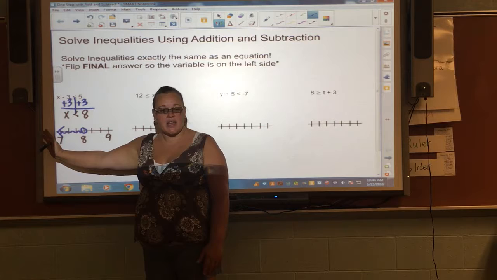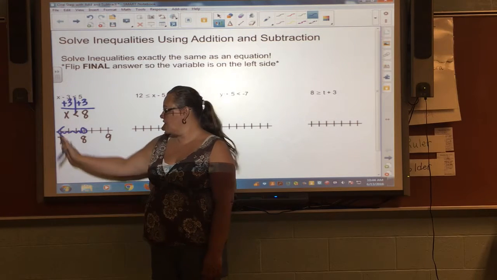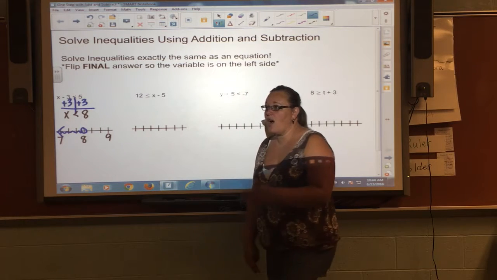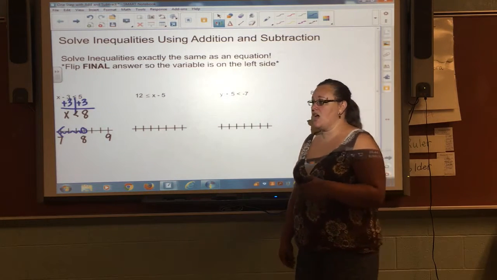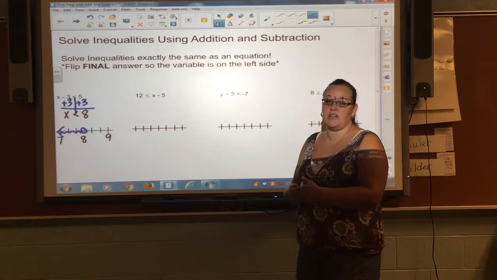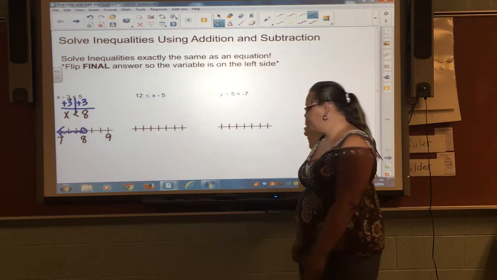So it would be anything less than 8. It could be 7.9, it could be 7, it could be 0, or any negative number. So remember, you have all those nice numbers, and you have all those messy numbers, those decimals and those fractions that could also be considered answers or solutions. So how about the next one?